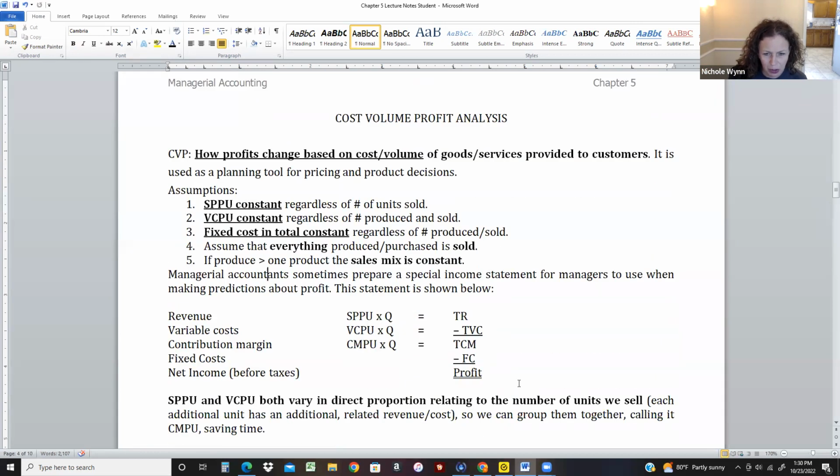So this is an example. This is just a picture of our contribution margin income statement. We sell our bikes for $500 each times the number of bikes. The variable cost is $300 each times the number of bikes. And our contribution margin would be $200 a bike times the number of bikes. So total revenue minus total variable costs is contribution margin, minus fixed costs is profit.